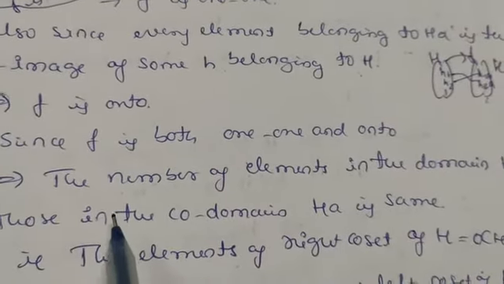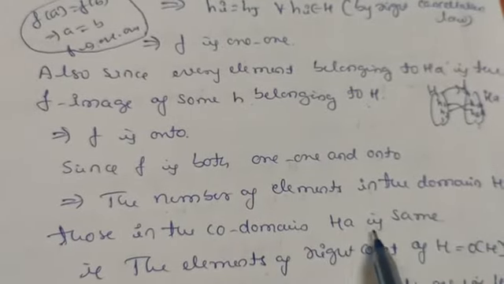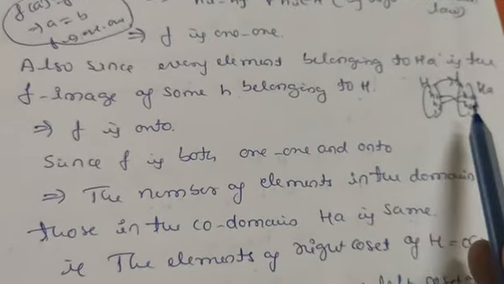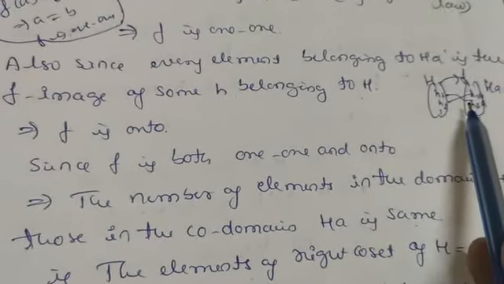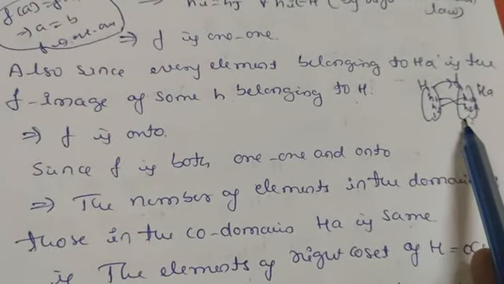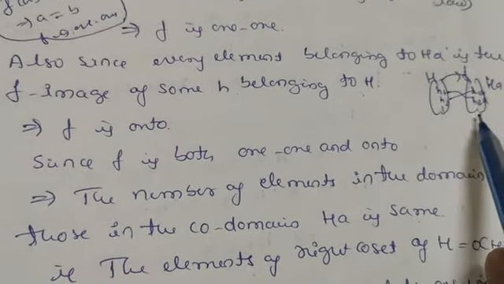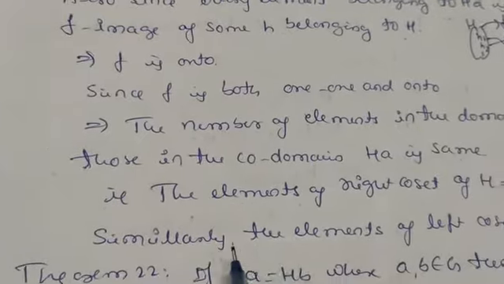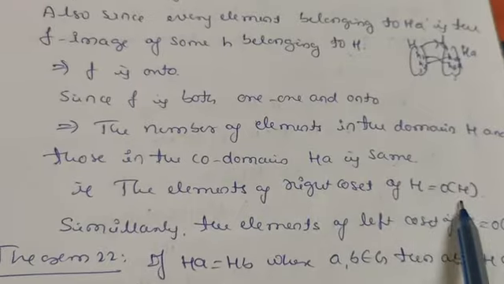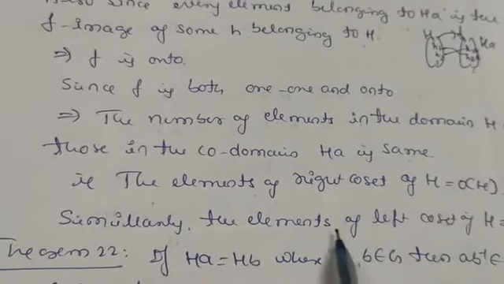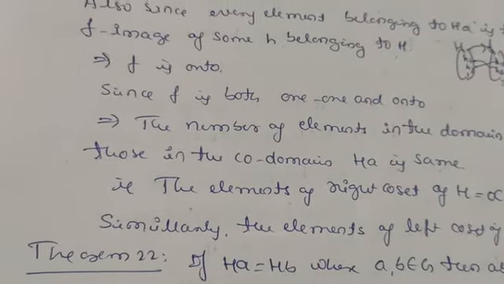So this implies the number of elements in the domain H and those in the codomain Ha are the same. One-one means different elements have different images. Onto means all the elements are images. This implies the number of elements in the domain is equal to the number of elements in the codomain. So the number of elements of the right coset of H is equal to the order of H. Similarly, the number of elements of the left coset of H is also equal to the order of H. So this is the proof of this theorem.